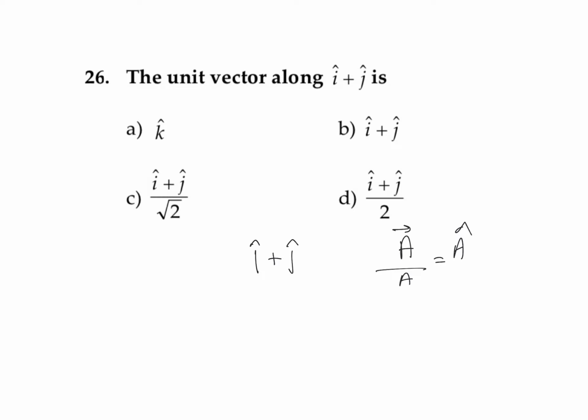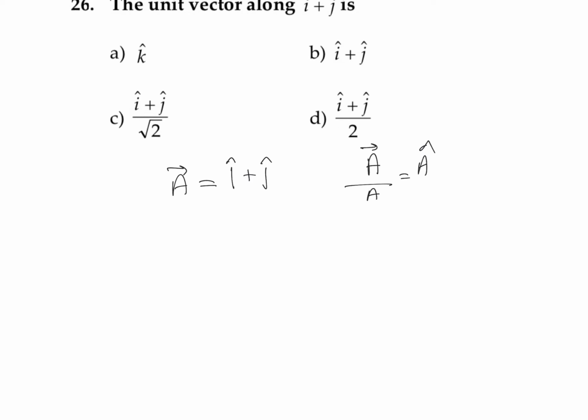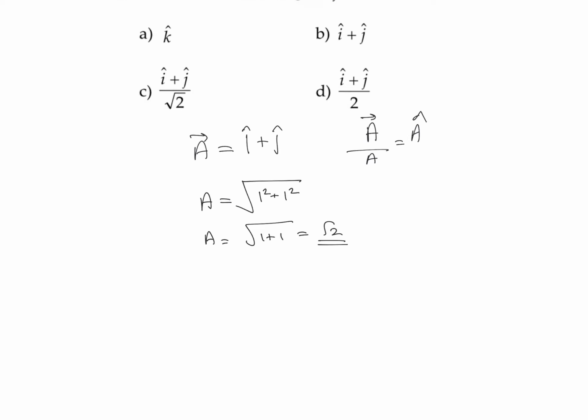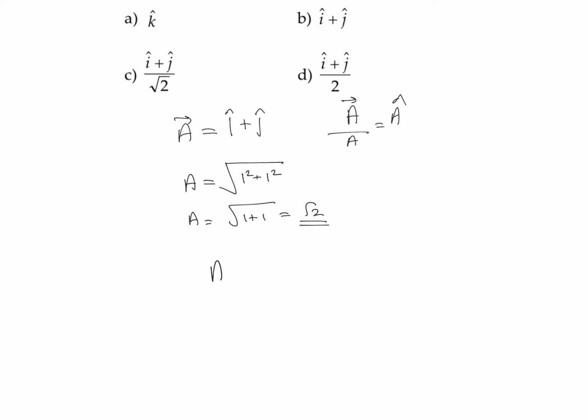So for the calculation, if we take this A vector equal to i plus j, we can find out the magnitude of this vector. The magnitude of this vector is the square root of its x component squared, which is 1 squared, plus 1 squared. So we can write A is equal to the square root of 1 plus 1, that is equal to root 2. So we can find out the value of this unit vector.